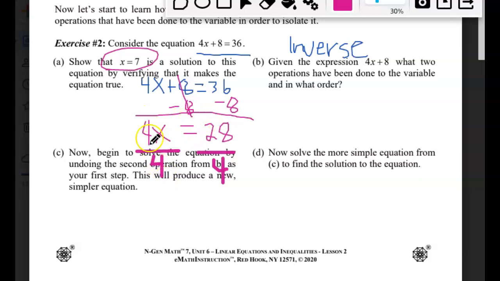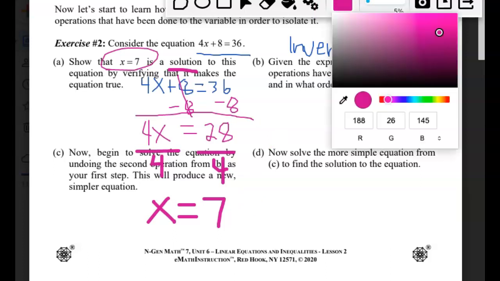Now 4 divided by 4 is 1. So we just gotta have x over here. And then 28 divided by 4, that gives you 7. So with that said, x equals 7 is the solution for this problem. We'll prove it is correct. Alright? So to prove it is correct, we're gonna go back.